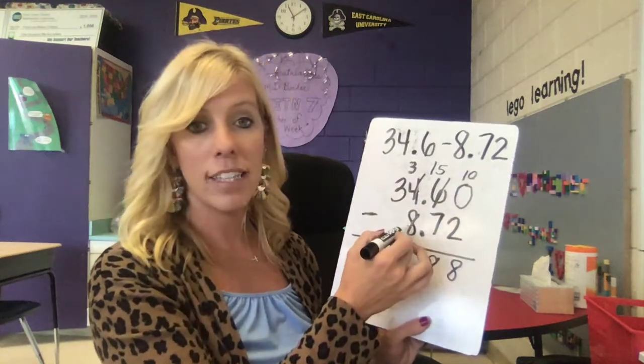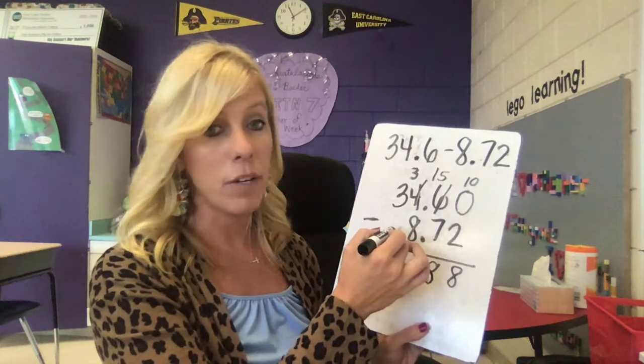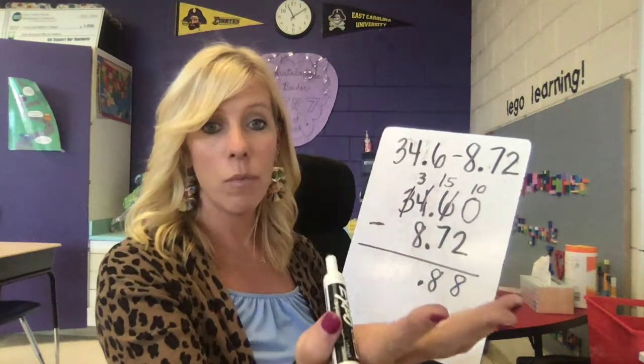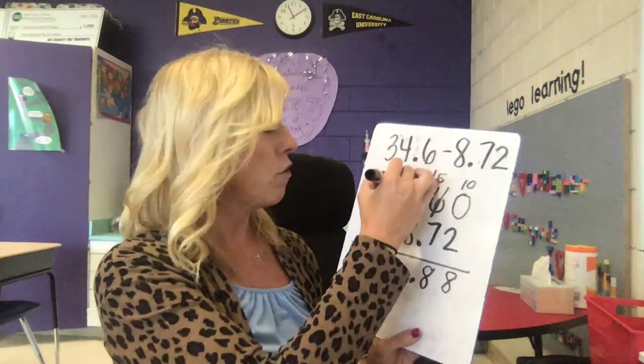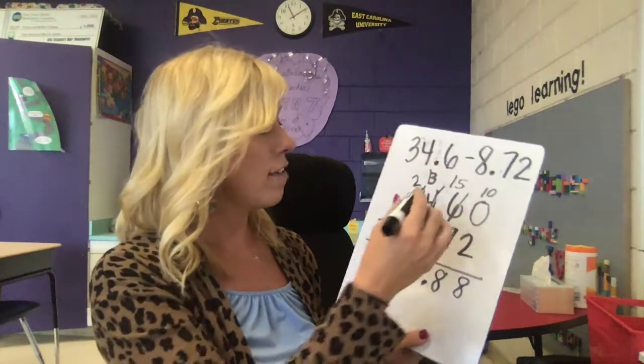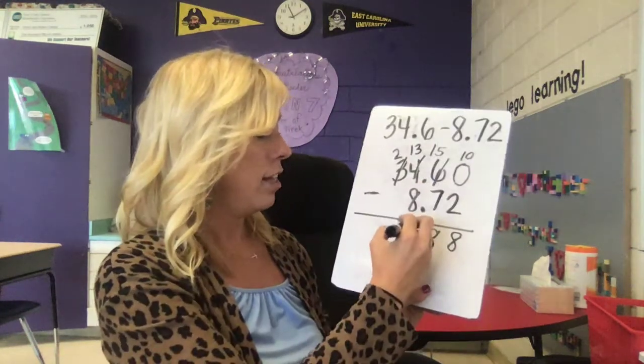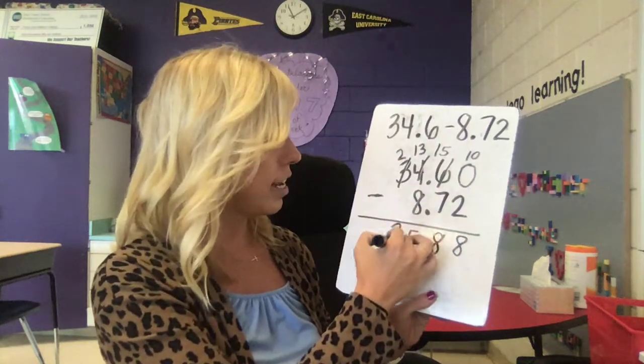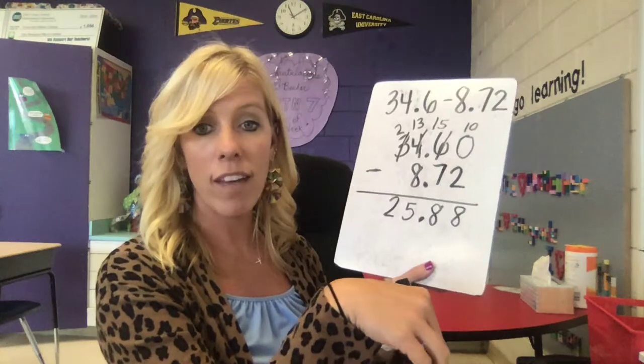Again, 3 minus 8. 3 ones, take away 8 ones. I don't have enough ones, but I do have 10s. I know there are 10 ones inside of each 10. So if I take 10 of those away and give it to this guy, sorry, it's kind of sloppy. 13 minus 8 is 5. We're not taking anything away from that 2. We're going to get 25 and 88 hundredths.